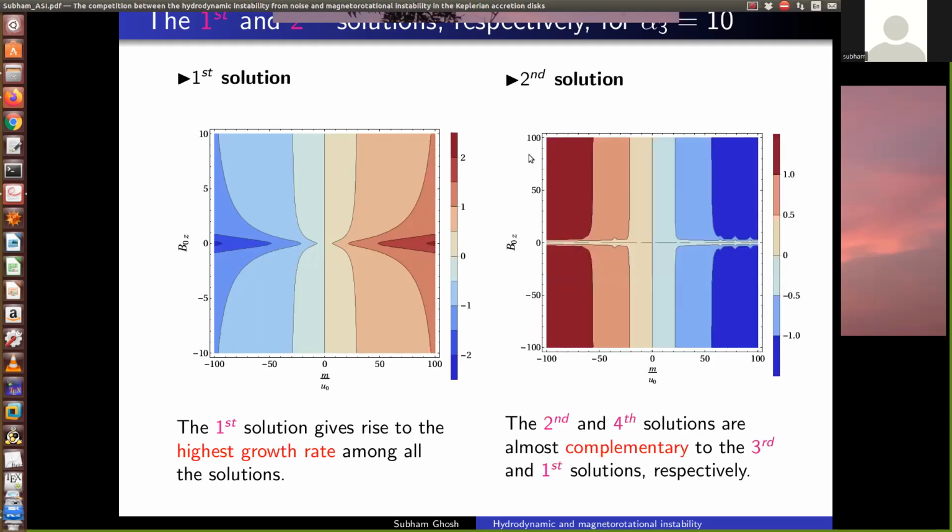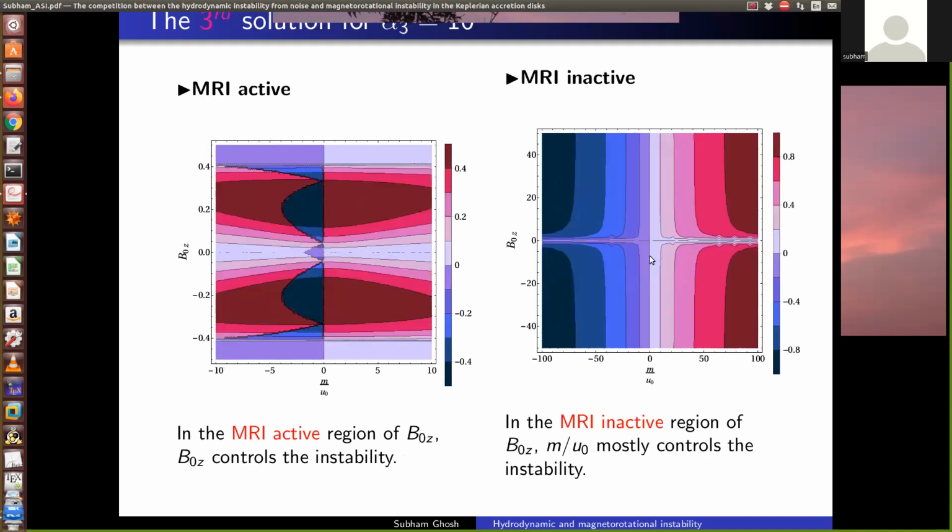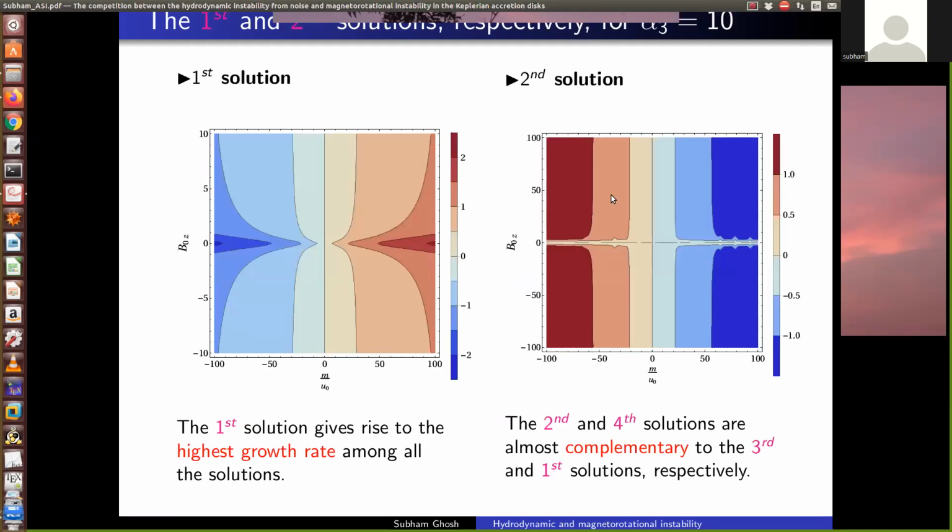Another solution is the second solution, which is almost complementary to the third one, in the sense that here, for negative mu naught, the growth rate is positive, but in the previous case I showed that for positive mu naught there is a positive growth rate. So according to the sign of mu naught, the second solution is complementary to the third one, and the fourth one is complementary to the first solution.